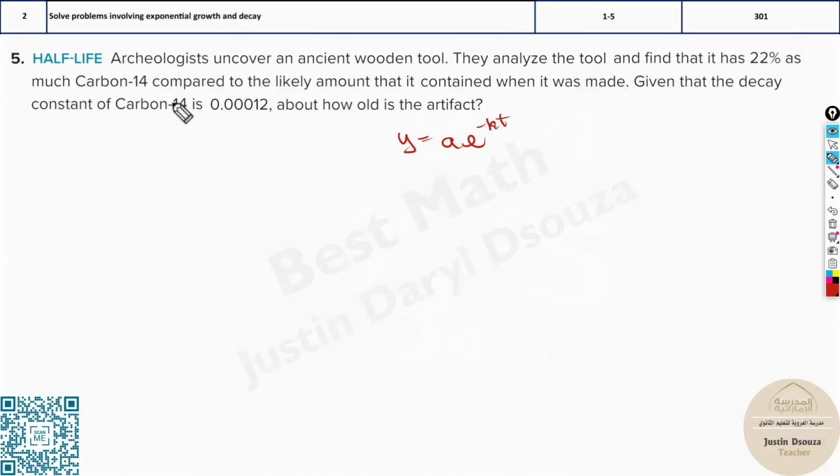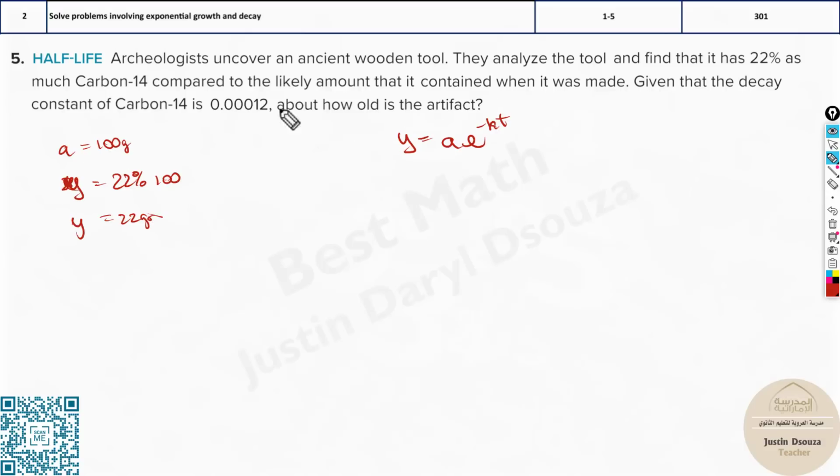Let's look into the problem now. Archaeologists uncover an ancient wooden tool. They analyze the tool and find that it has 22% as much carbon compared to the likely amount that it contained when it was made. Now what this means is 22% of the carbon amount is remaining. So initially if A was 100 grams, now Y is 22% of 100, that is 22 grams. So this is Y.